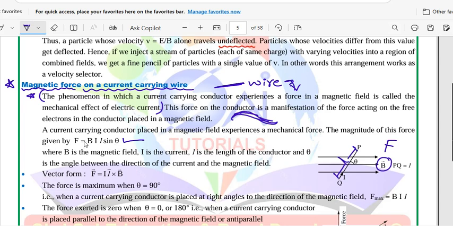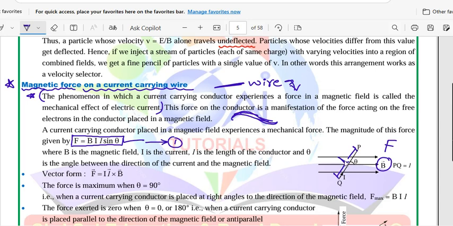So the mechanical force acting on the current carrying conductor, that is the wire, is F equal to BIL sine theta. Let us consider this as equation number 1. Here B is the magnetic field, I is the current, L is the length of the conductor, and theta is the angle between the direction of the current and the magnetic field.